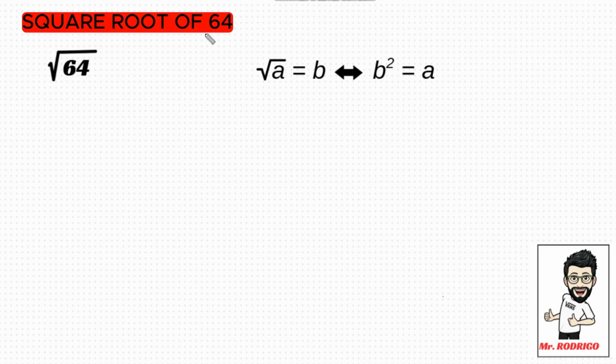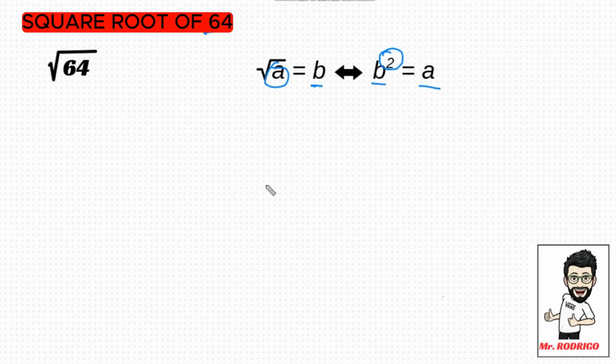What is the square root of 64? To help us calculate the square root of 64, I brought you the definition of a square root. Look, the square root of a will be equal to b if, and only if, b squared is equal to the value of a, that is, equal to the value inside the root.